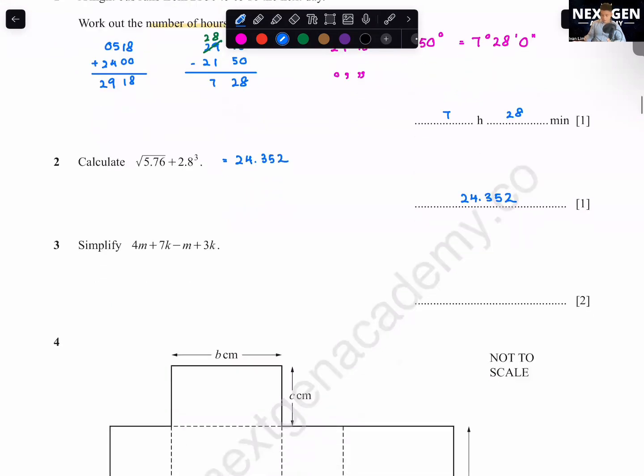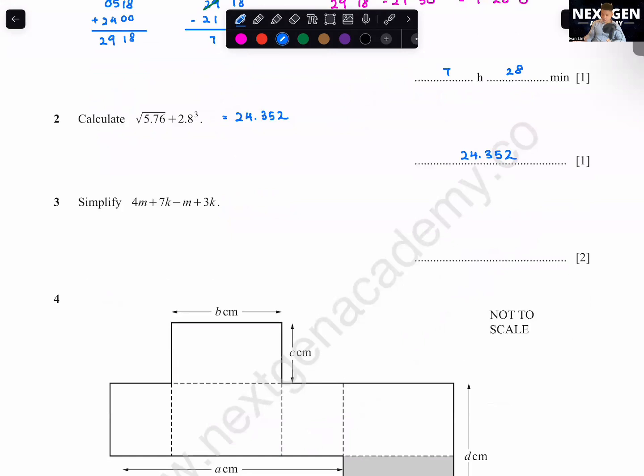Number 3. Simplify 4m plus 7k minus m plus 3k. We're going to take the ones that have the same terms together, m and the m, and then the k and the k, and add them up together. So 4m minus m plus 7k plus 3k. If you want to rewrite it like this, it will be 3m plus 10k.